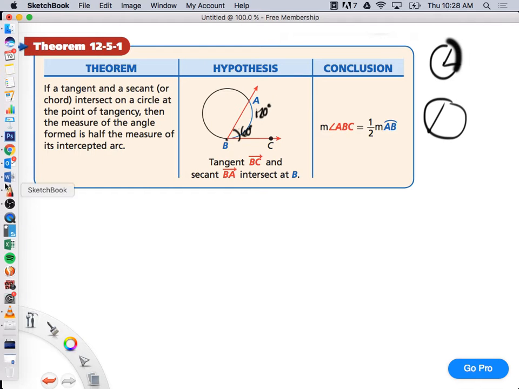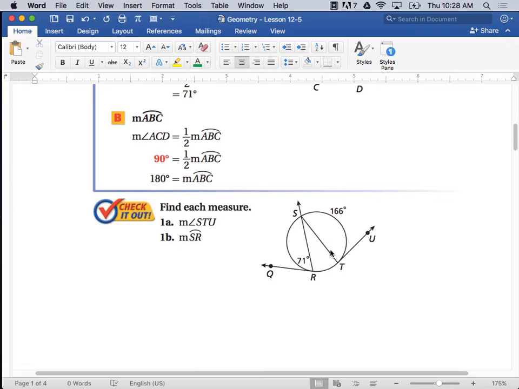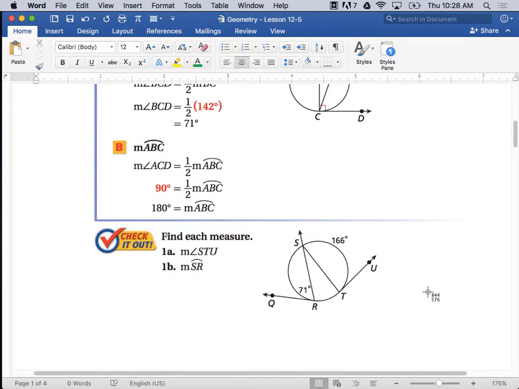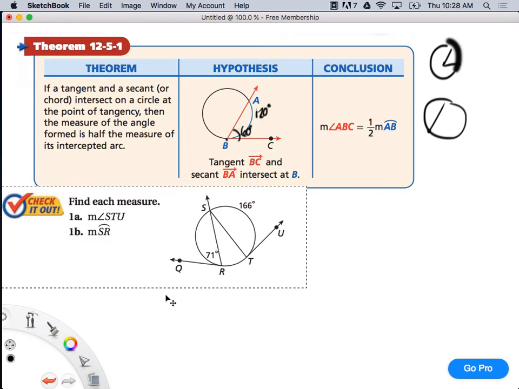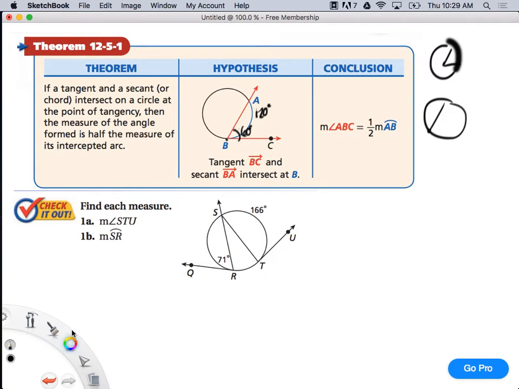Okay. So you see that there's an example here, but I want to go straight into the question. So let's check it out. Find each measure. The first thing it's asking us to find is the measure of angle STU. So we identify the angle, STU. The vertex is in the center. They're talking about this angle. Well, look, I can see that this is the intercepted arc right here. Does that make sense? Okay, so if that's the intercepted arc, what's the angle? 83. Good. It's not supplementary or anything like that. It's just half. This angle is just half of the intercepted arc. Simple as that. Okay? Cool.